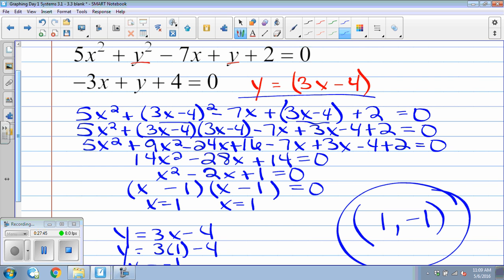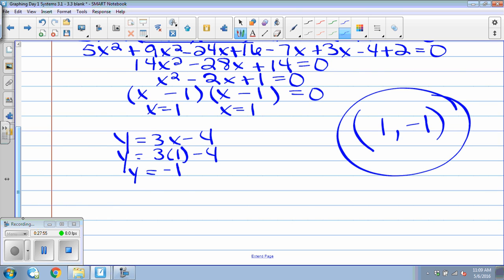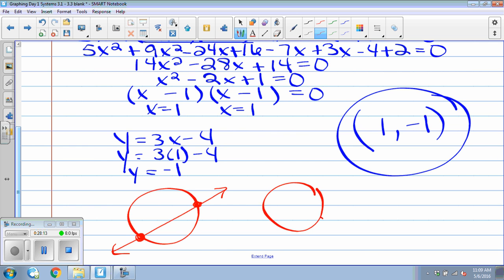If they only intersect in one point, that line's a tangent line. Okay? Because if you have a circle and a line, if it goes through it, it's going to intersect at 2 points. What kind of line is that? It's a secant line. A secant line intersects a circle in 2 points. If it only intersects the circle in 1 point, that's a tangent line. If it doesn't intersect it at all, there's no solution.